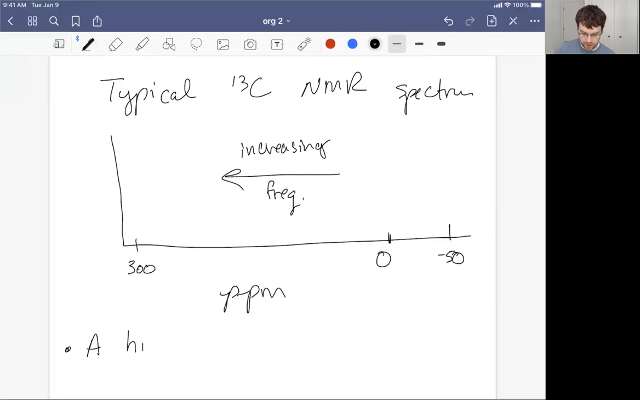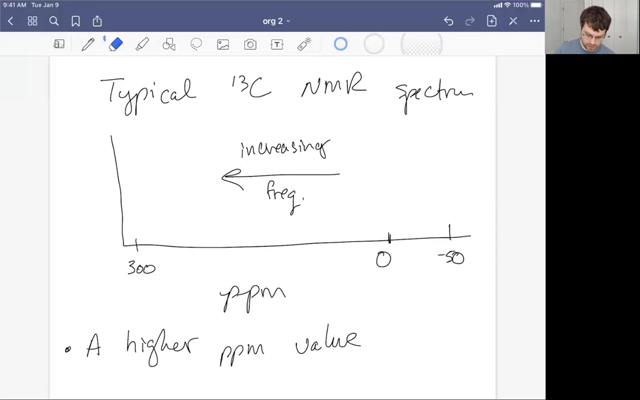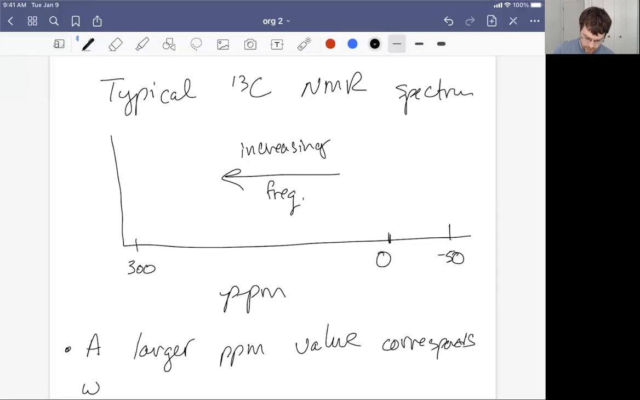A higher ppm value, what's kind of a weird word, how about larger? A larger ppm value corresponds with a larger frequency of absorption.